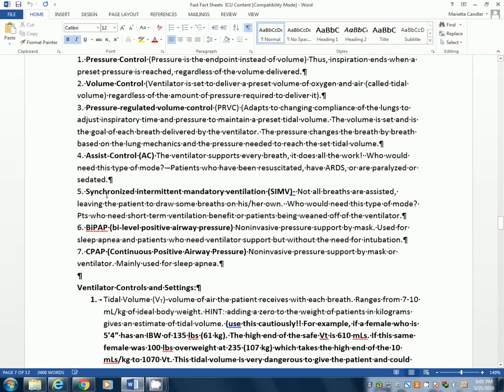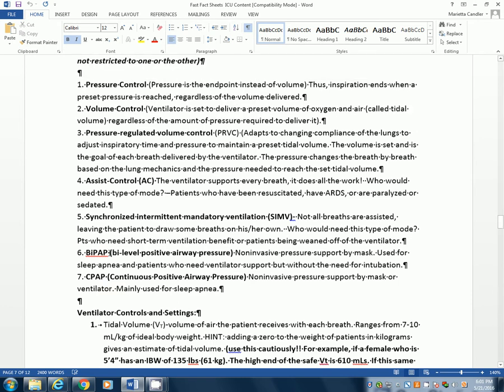Then you've got assist control, SIMV, synchronized intermittent mandatory ventilation, BiPAP, and CPAP. These are your modes. Now, mainly when we talk about assist controlled or AC, and these are also covered in your book on page 616 and 617. The modes, the first thing again, assist control. Now with assist control, the ventilator is supporting every breath, okay? It's doing all the work for you.